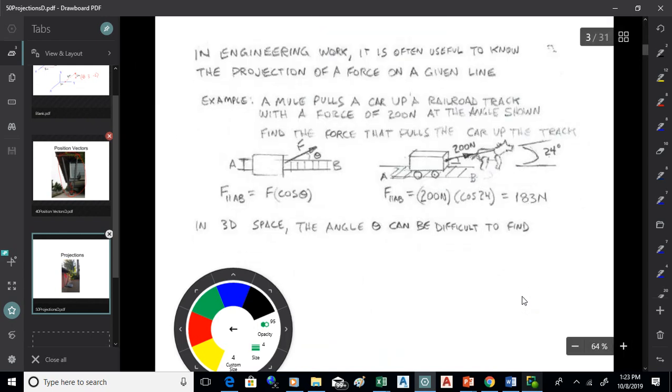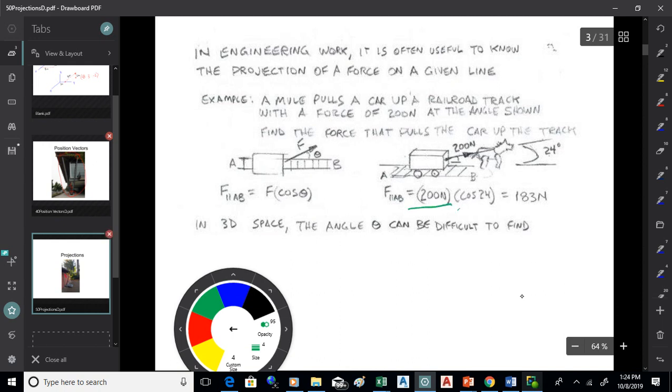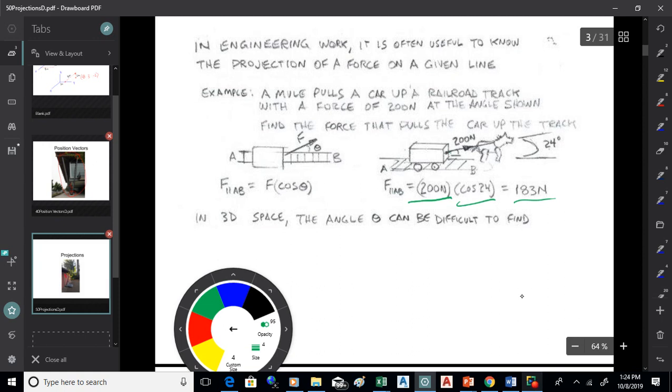Now in 2D, that's a fairly straightforward thing to do. I've got a second example here where we have a railroad car and a mule pulling the railroad car, and the mule is stubborn and is not pulling down the tracks. The mule is pulling off at an angle. Let's say the mule pulls with 200 newtons, and if I know that's a 24-degree angle, I could take 200 newtons times cosine of 24, and that would get me 183 newtons of what I would call useful force pulling the cart down the track. Same idea as I was just looking at, a little different application.